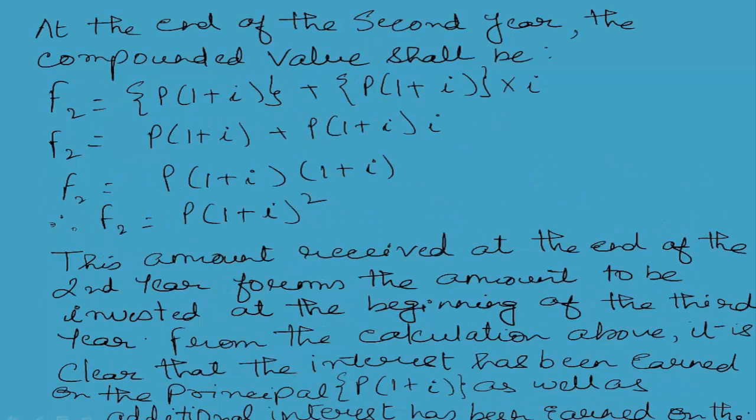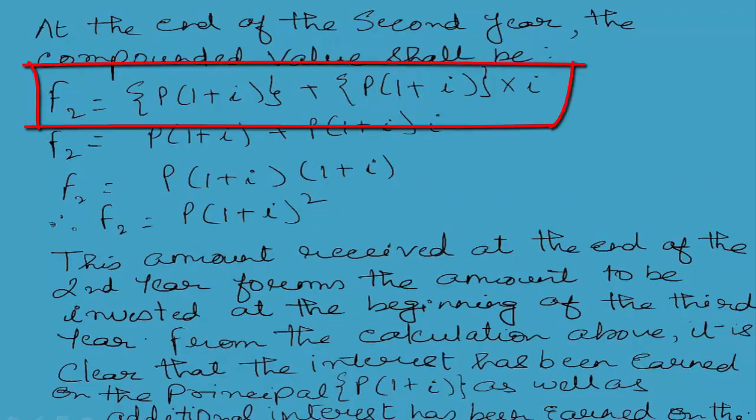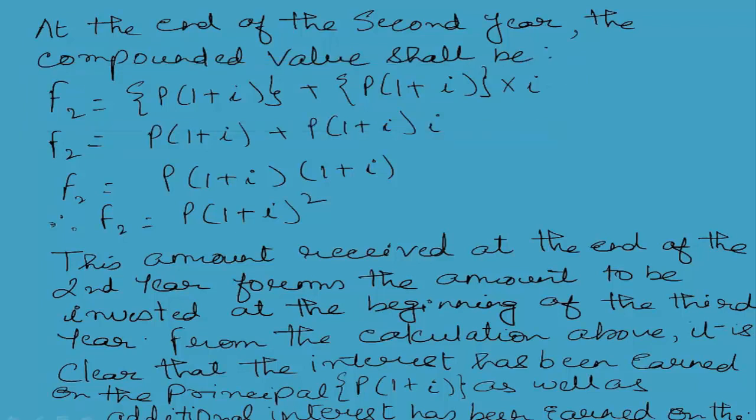So by the end of the second year, the compounded value shall be F2 is equal to P(1 plus I) plus P(1 plus I) multiplied by I. This is what we are getting by the end of the second year. Again, simple algebra: P(1 plus I) taken common, we are left with (1 plus I), because P(1 plus I) multiplied by 1 will be P(1 plus I), plus P(1 plus I) multiplied by I shall be P(1 plus I) multiplied by I.